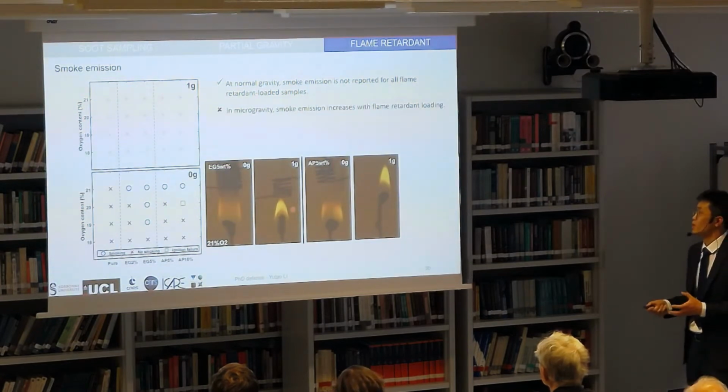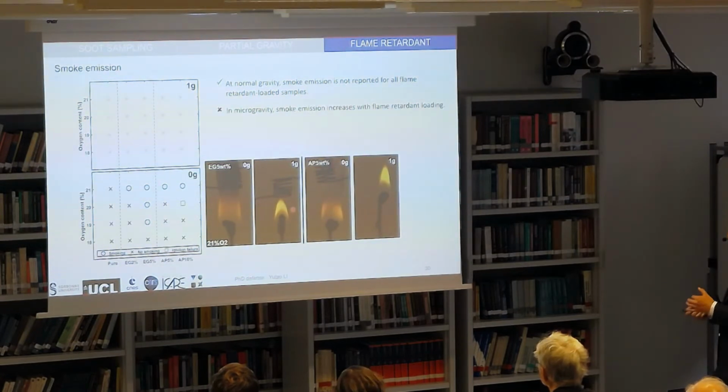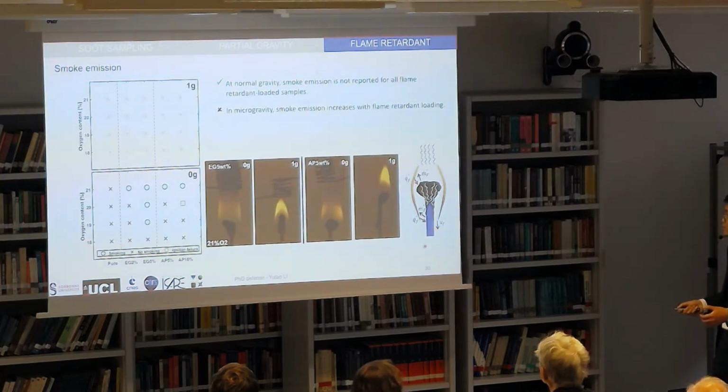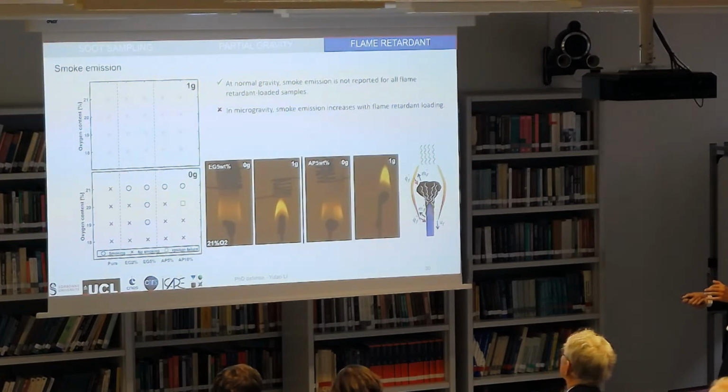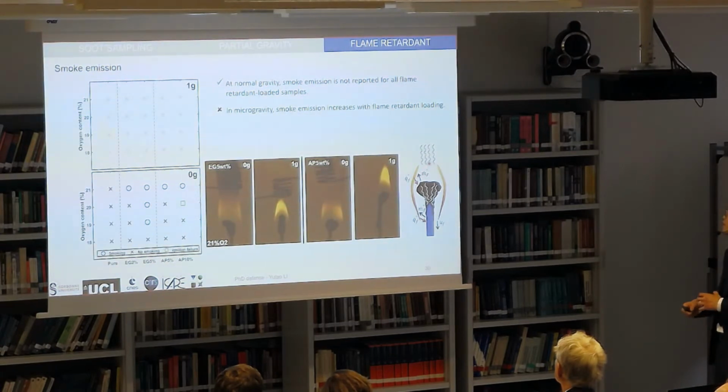And secondly, in microgravity, the smoke emission increases with the flame retardant loading. One of the explanations can be found from this figure. The gaseous fluid pyrolyzed from the solid fuel should flow through the intumescent region and then reach the trailing edge of the flame, which promotes the production of soot particles in the flame, and thus increases the smoke release.